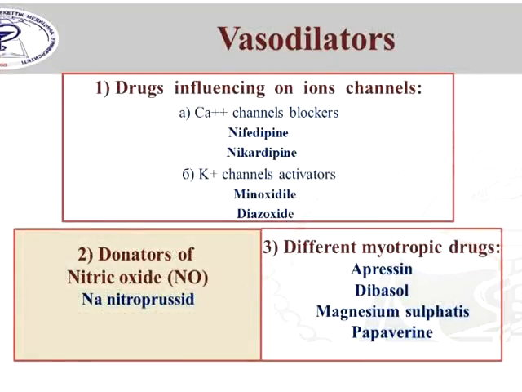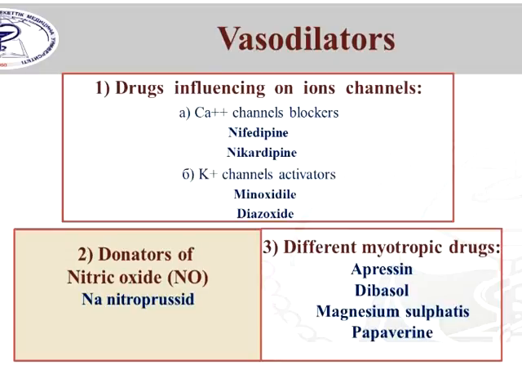Next group of drugs, vasodilators. First subgroup, drugs influencing ion channels. Calcium ion channel blockers include nifedipine and nicardipine. And potassium ion channel activators include minoxidil and diazoxide. Next group of vasodilators, so-named donors of nitric oxide. Sodium nitroprusside belongs to this group.